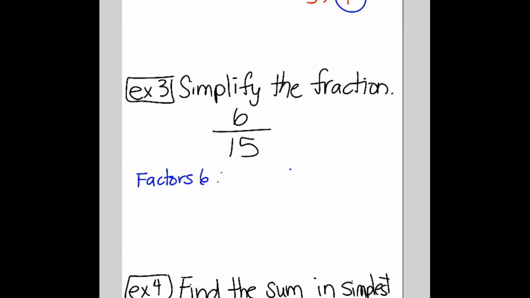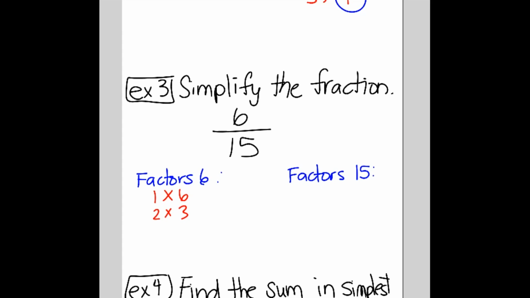And then the factors of our 15. Remember, factors are the numbers that we use to multiply together to get the number that we're looking for. So 1 times what gives me 6? 1 times 6. 6 is an even number, so I know 2 times what gives me 6? 2 times 3. 4 doesn't give me anything that will equal 6. Neither is 5, so that won't work. So those are our only factors that we have here.